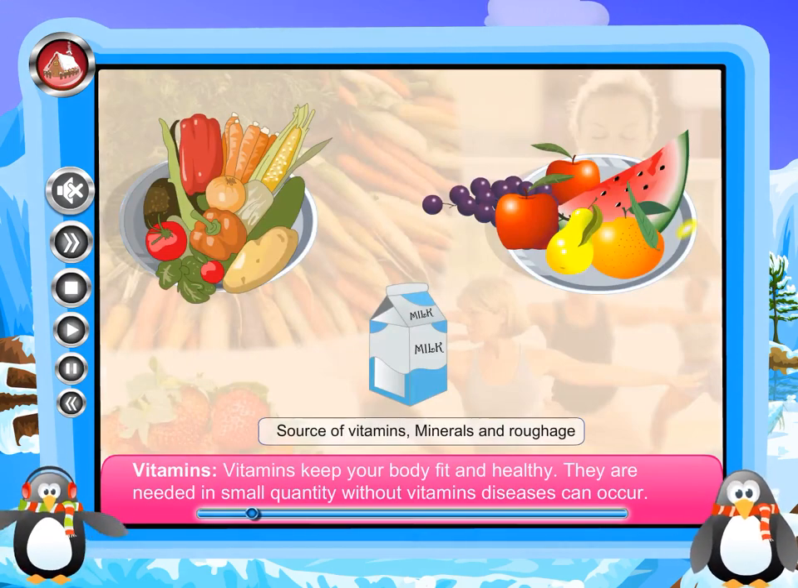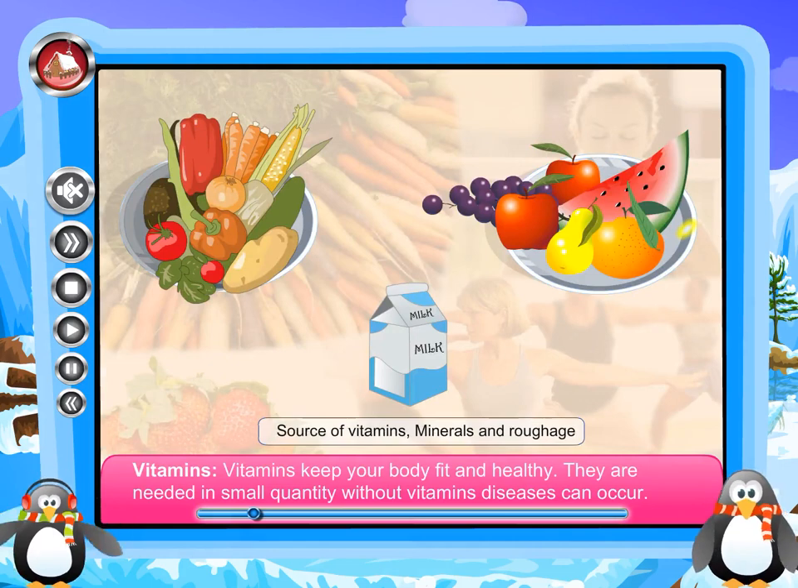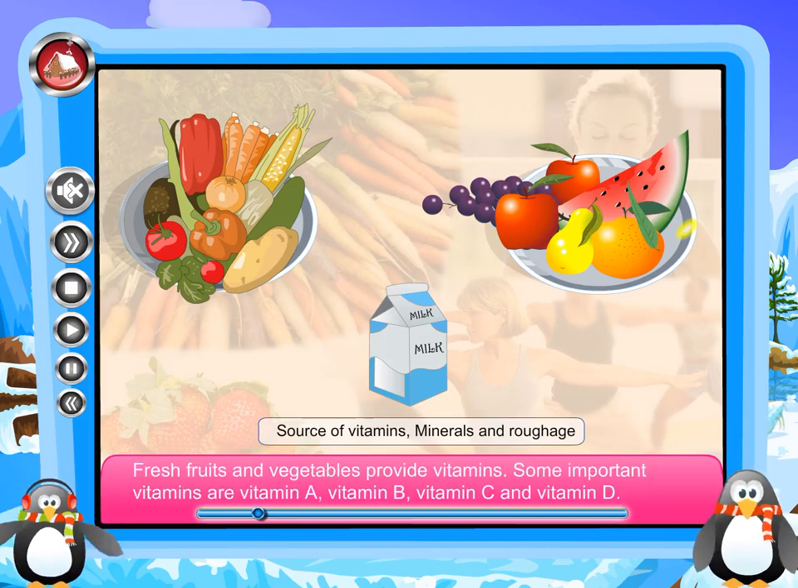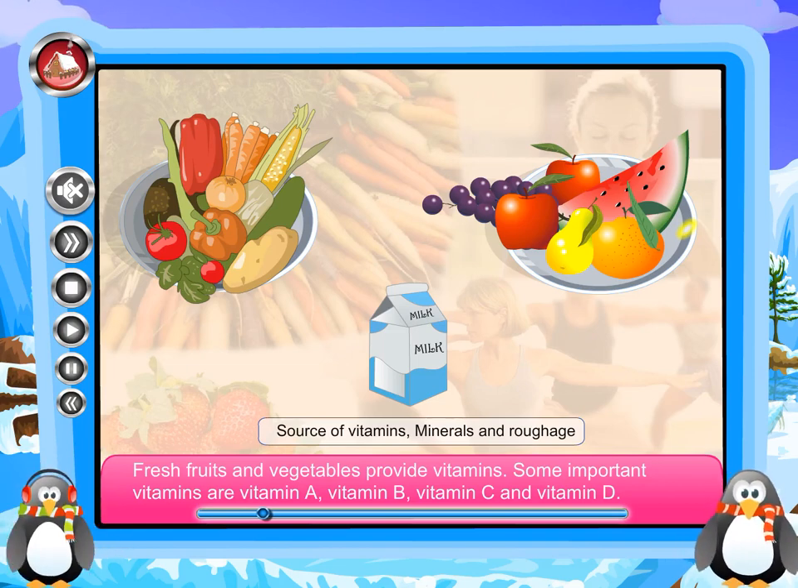Vitamins. Vitamins keep your body fit and healthy. They are needed in small quantity. Without vitamins, diseases can occur. Fresh fruits and vegetables provide vitamins. Some important vitamins are vitamin A, vitamin B, vitamin C, and vitamin D.